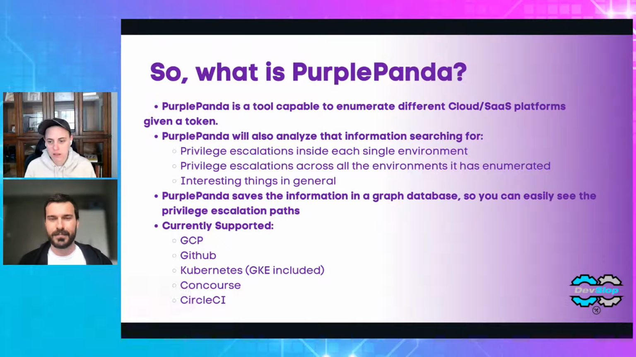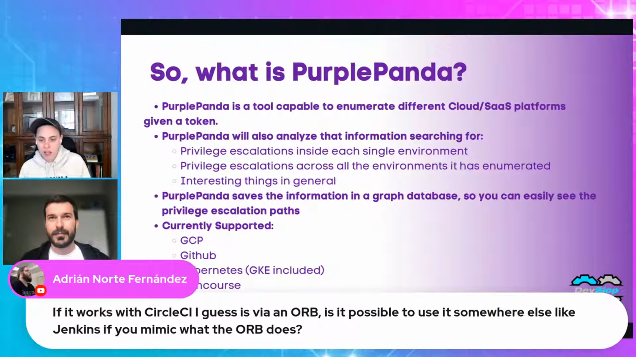Yeah, exactly. Okay. And then the next question from Adrienne, if it works with CircleCI, I guess it is via an orb. Is it possible to use it somewhere else, like Jenkins, if you want to mimic what the orb does?